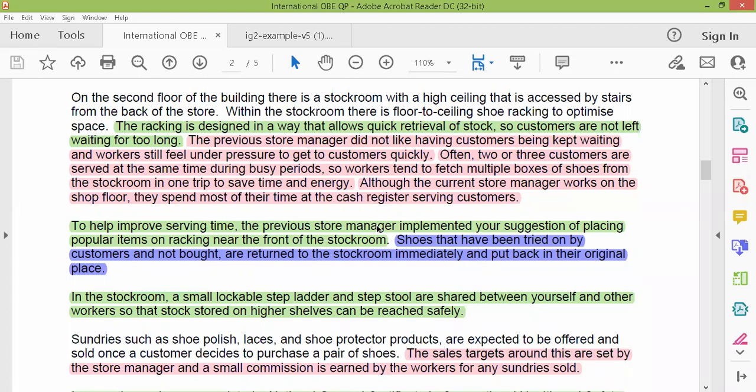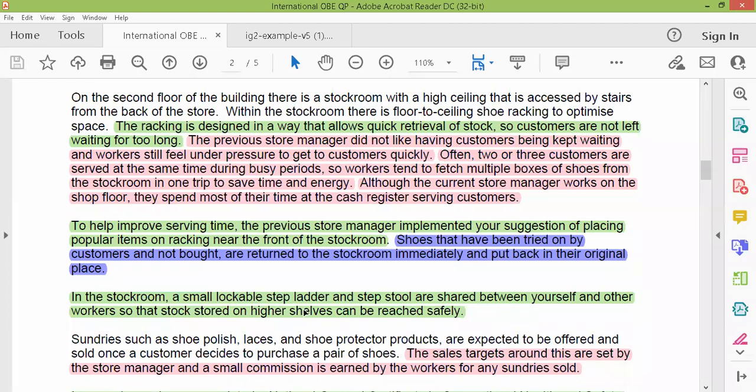Shoes that have been tried on by customers and not bought are returned to the stock room immediately and put back in their original place. This is everywhere like that, because the customers are trying the shoes. If they don't like them, they will leave them there. So then the workers will return them to their original racking place.